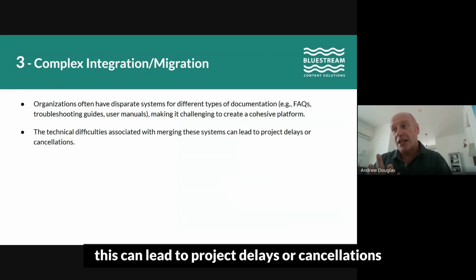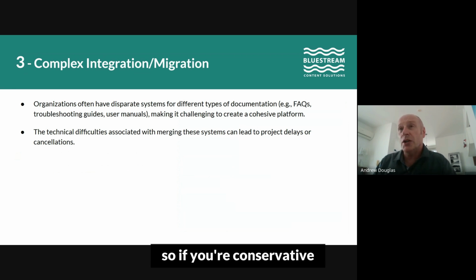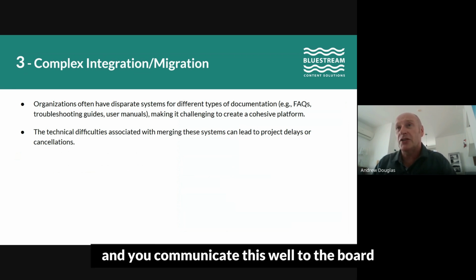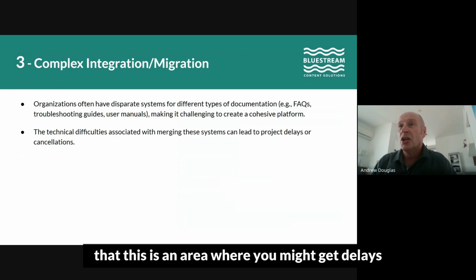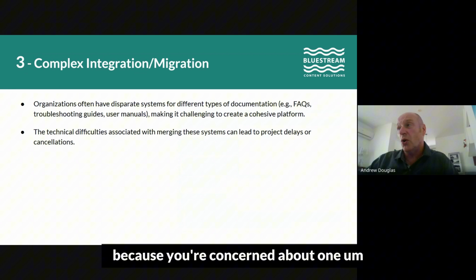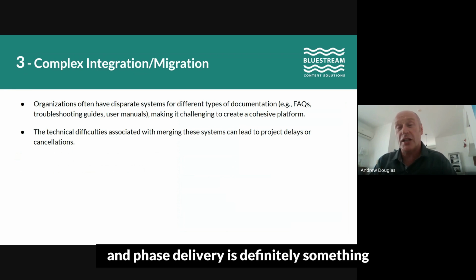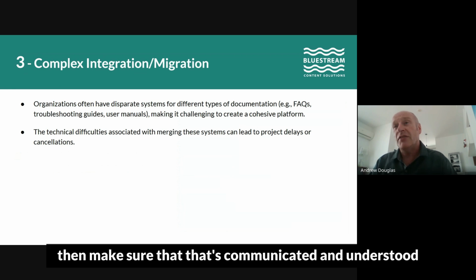This can lead to project delays or cancellations. Obviously, we don't want to cancel projects. So if you're conservative and you communicate this well to the board, that this is an area where you might get delays, or you're going to have a phased delivery because you're concerned about one content source being more complex and you want to have a quick delivery, and phased delivery is definitely something we recommend in more advanced projects, then make sure that that's communicated and understood.